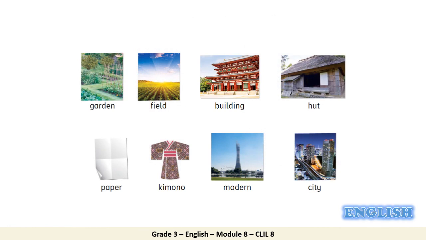Now, my smart student, it's your turn to listen and repeat. 1. Vocabulary. Garden. Field. Building. Hut. Paper. Kimono. Modern. City.